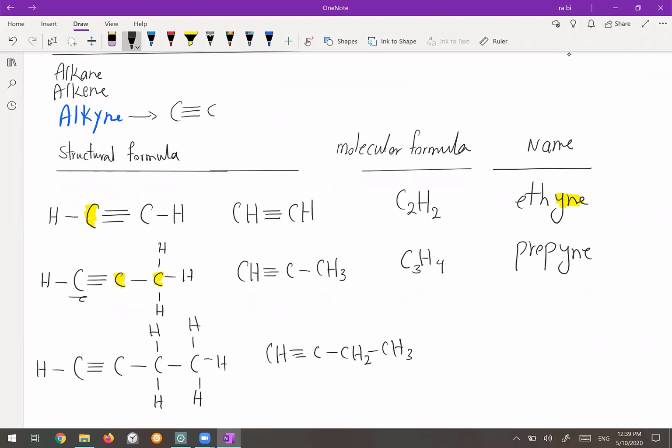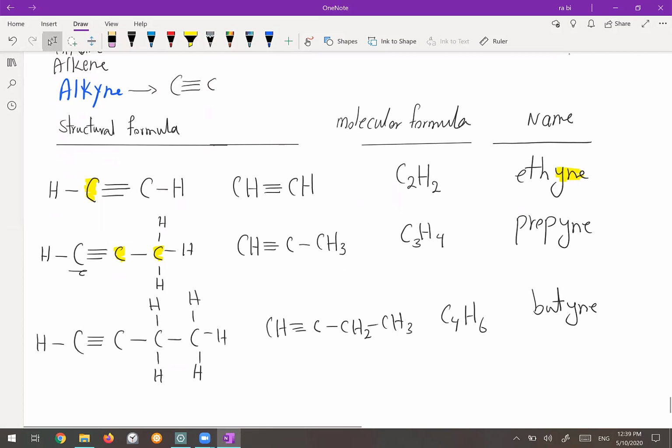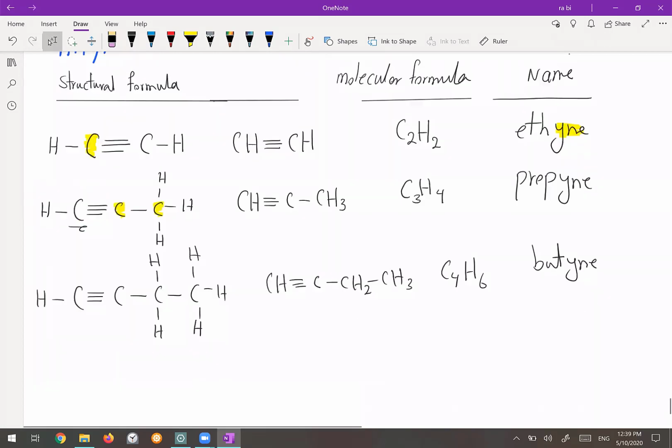And its molecular formula is C4H. Again, you can count the hydrogens in this molecule. There are 6 hydrogens, so it's C4H6. And the name of that would be butyne. So the hydrocarbon with 4 carbons starts with but. Because this is an alkyne, it becomes butyne.